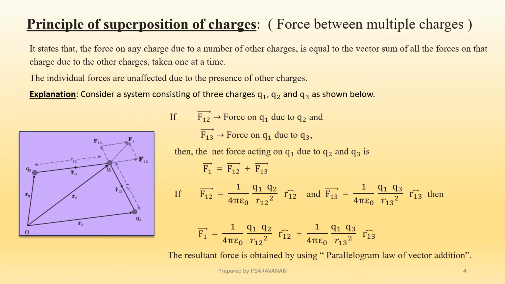So how many forces are acting on the charge Q1 here? Two forces. Imagine if Q1 is surrounded by four more charges, means how many terms will come on the right hand side? Good. Four terms must come. Like that, if n number of charges are surrounding the given charge Q1, then n number of terms will appear on the right hand side.